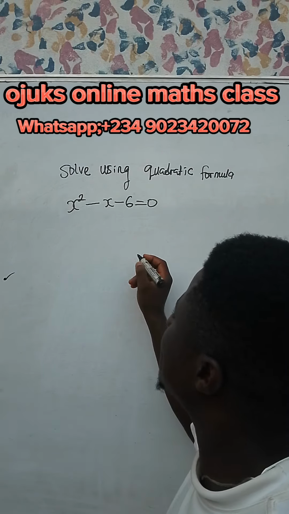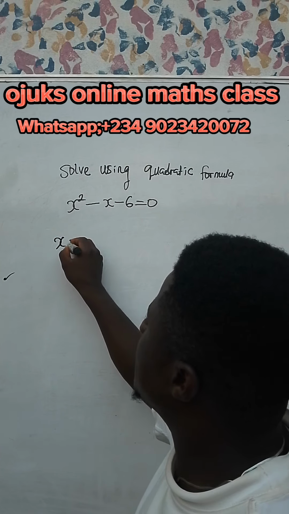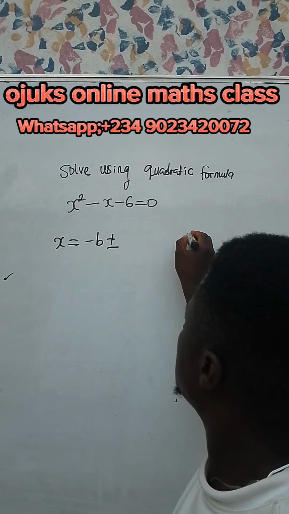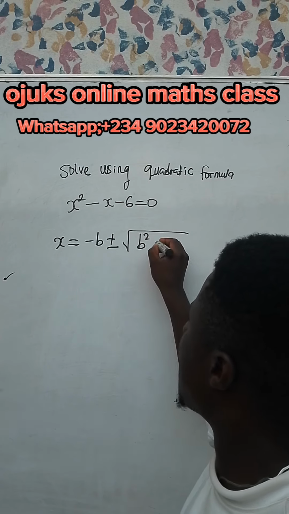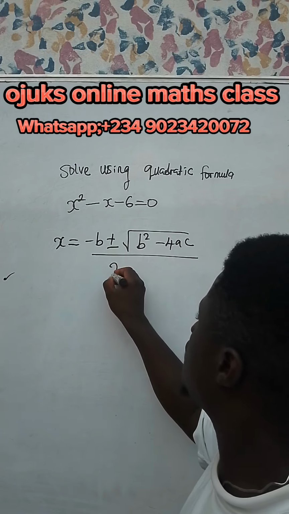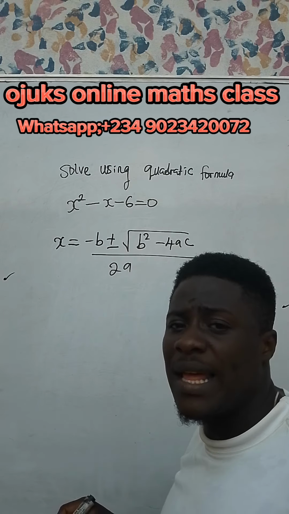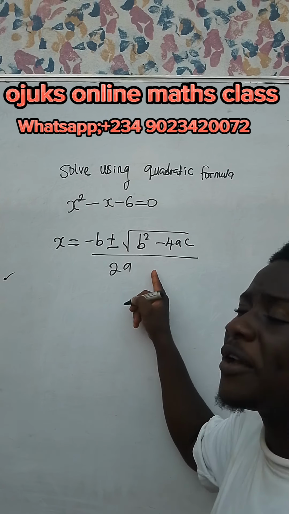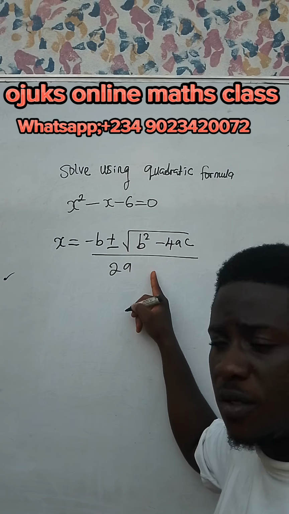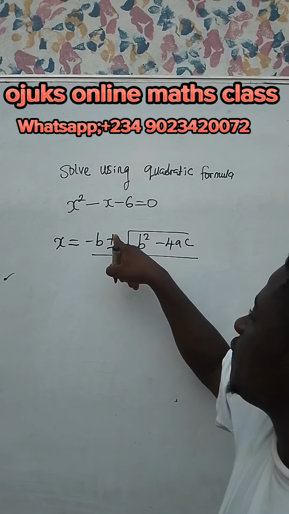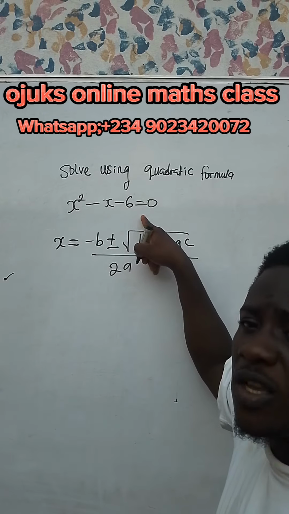So the quadratic formula states that x equals minus b plus or minus the square root of b squared minus 4ac, all over 2a. So all we need to do here is very simple. Before we can make use of this formula to solve this kind of equation, we have to know the value that each of these parameters represents in this equation.